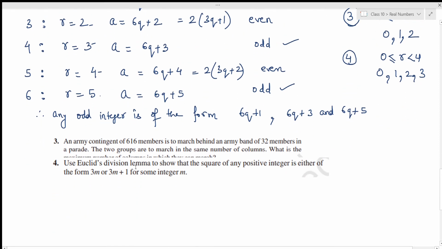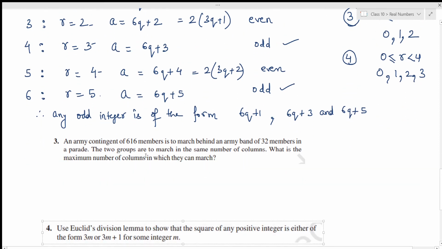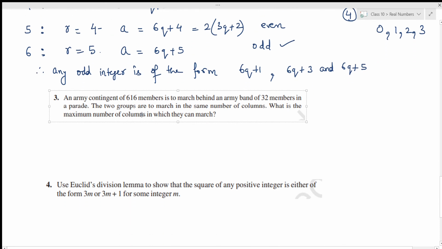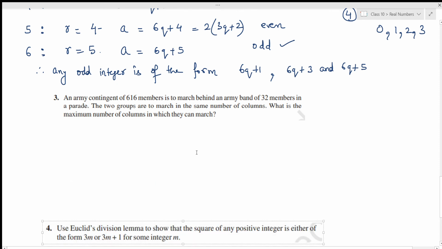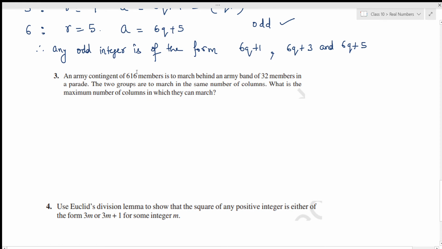Let's move to the next question. The next question says that an army contingent of 616 members is to march behind an army band of 32 members in a parade. The two groups are to march in the same number of columns. What is the maximum number of columns in which they can march? If you read the question carefully, there are a total of 616 members. They have to march behind an army band of 32 members. And the two groups are to march in the same number of columns.